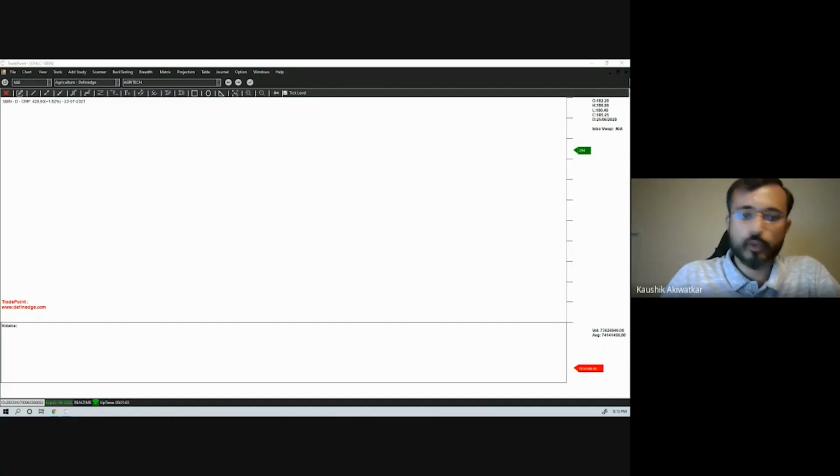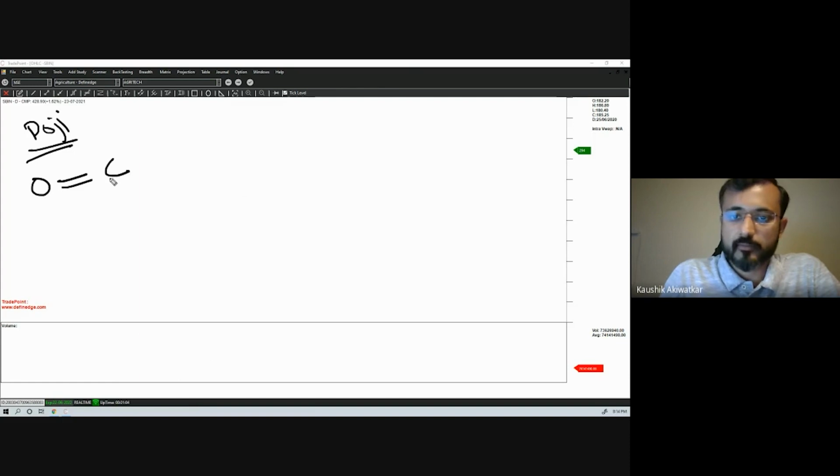So we'll first go to the first pattern. Right. So doji's characteristic is open should be equal to close. Or open should be equivalent to close. This is a doji pattern.